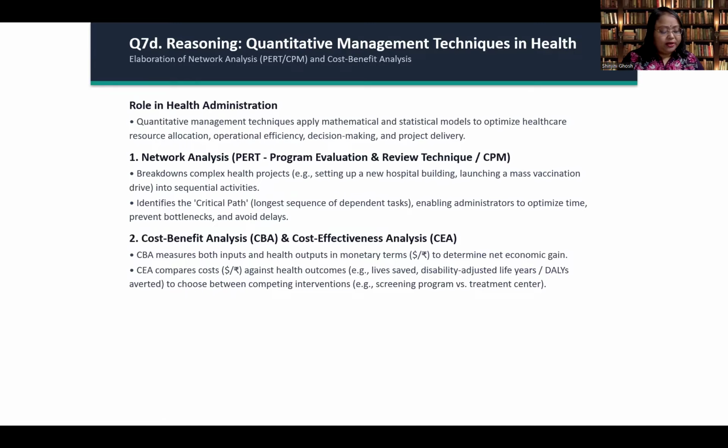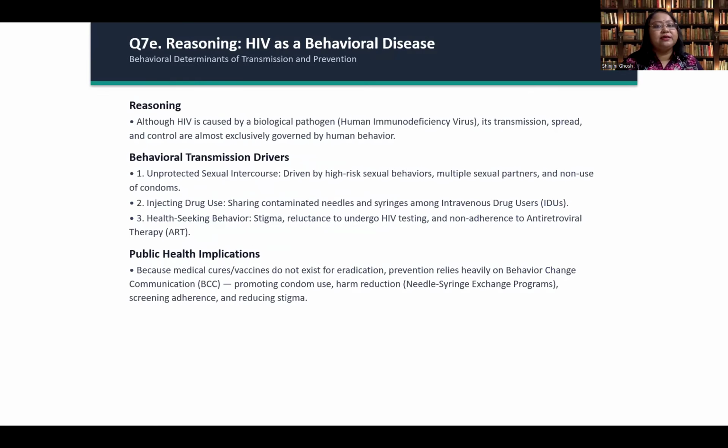And next comes the quantitative management techniques have a great role in health services. Yes, like network analysis, PERT, program evaluation and review technique, and cost effective and cost benefit analysis. These two, in short, you have to give. Next, last question, HIV as a behavioral disease. Definitely HIV is a behavioral disease. Why? Because behavioral transmission takes place and the public health implications you have to write. Now, this contains paper 1 and paper 2 of our semester of Rampurhat Government Medical College.